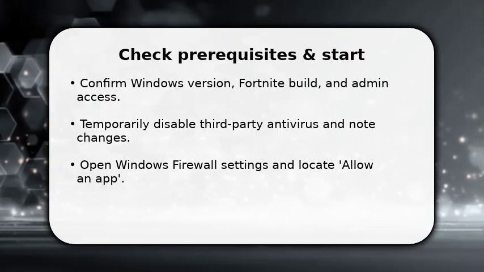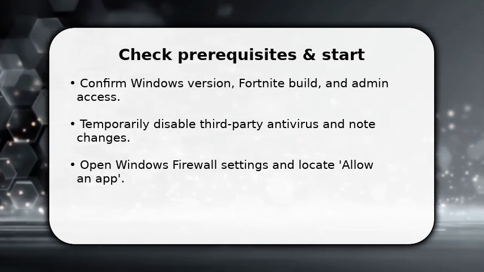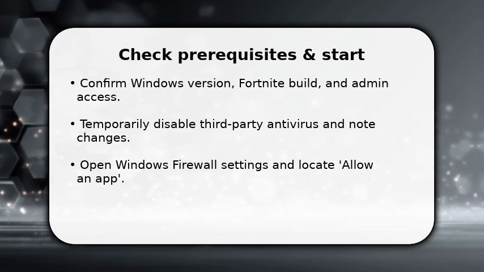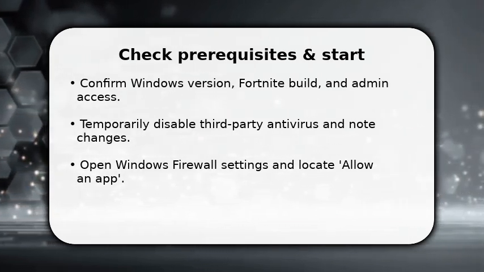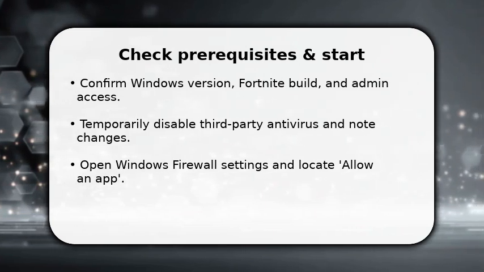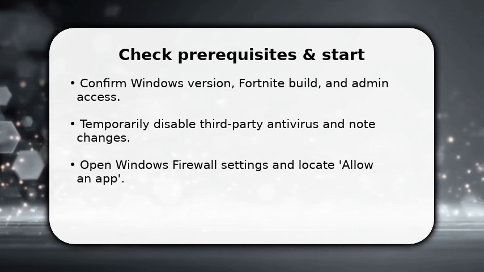You begin by confirming prerequisites: Windows version, Fortnite client, and that you have administrator rights. Once confirmed, make sure third-party antivirus is temporarily disabled so it's not interfering. Next, open Windows Security and navigate to Firewall and Network Protection. Click Allow an app through Firewall.